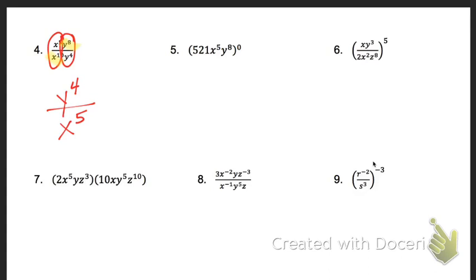Okay, what about number 5? X, y. It's just 1. How come? 1 to everything because of the exponent. Because the exponent is 0.